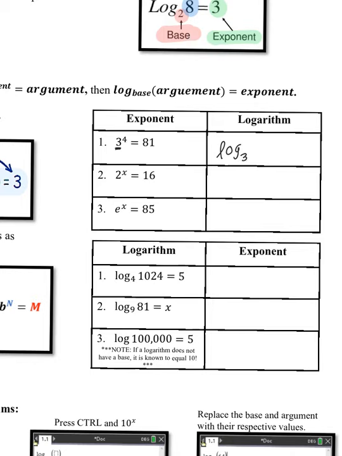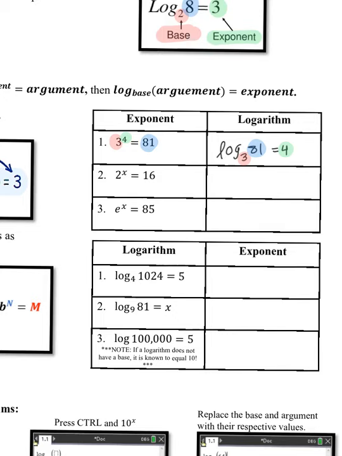Then I need to figure out what goes before and after the equal sign. A logarithm itself is the exponent required to get to a certain number. So the exponent is always going to go after the equal sign. My exponent in this case is 4, so I'm going to put a 4 right here. The only number that's left is 81, so I'm going to put 81. So I have the exponential form and I have the log form. I color-coded everything for you. Let's look at the next one.